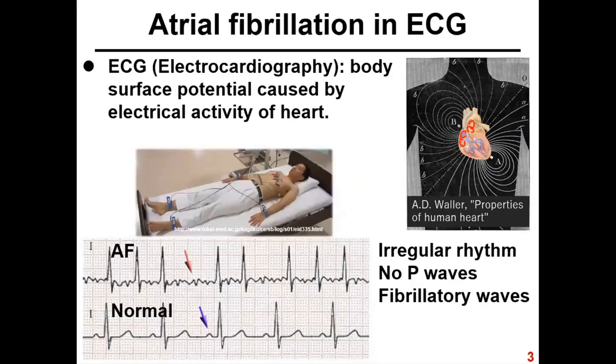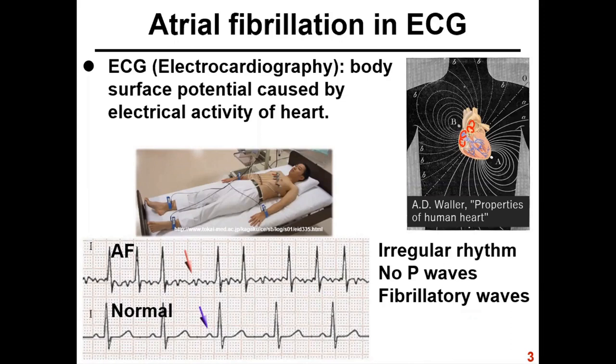Generally, the ECG, electrocardiogram, is used for AF detection. ECG is a body surface potential caused by the electrical activity of the heart. And in the case of AF, the ECG shows particular patterns, such as irregular rhythm, no P wave, and fibrillatory F waves.